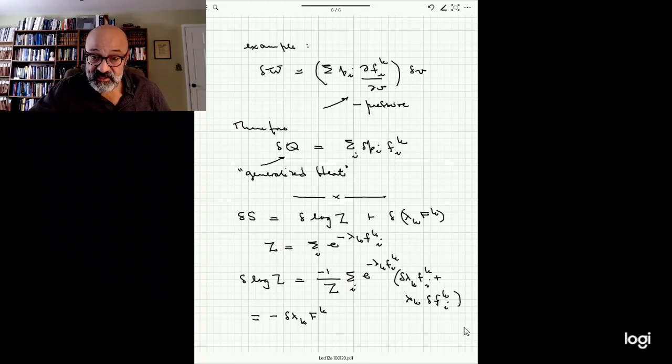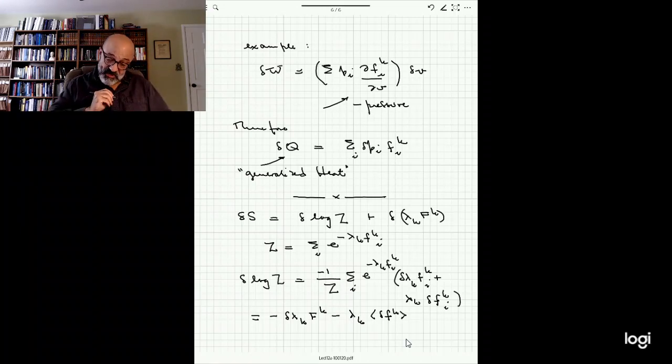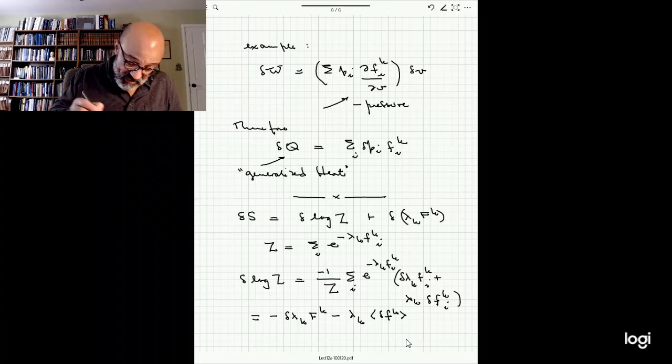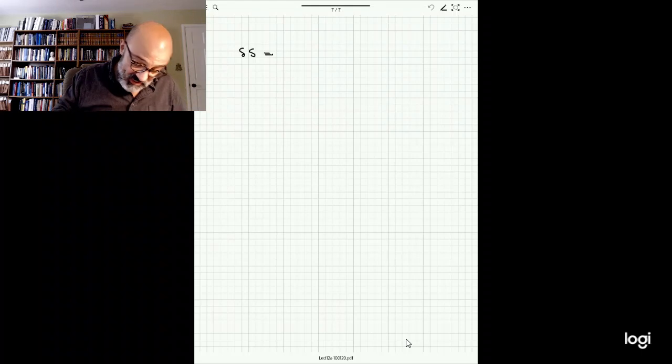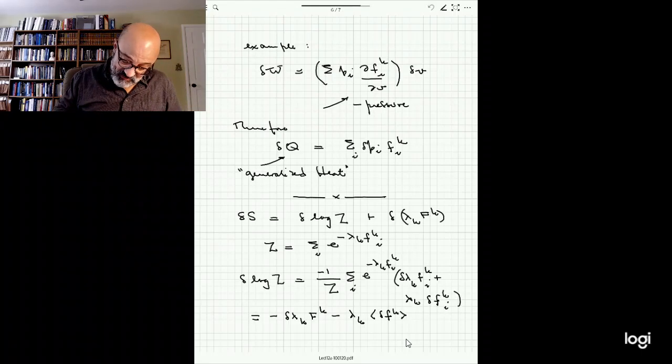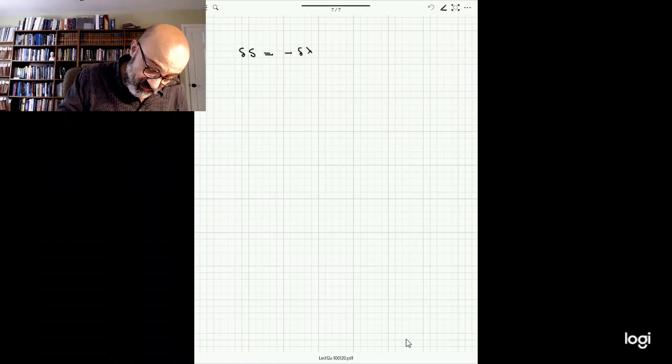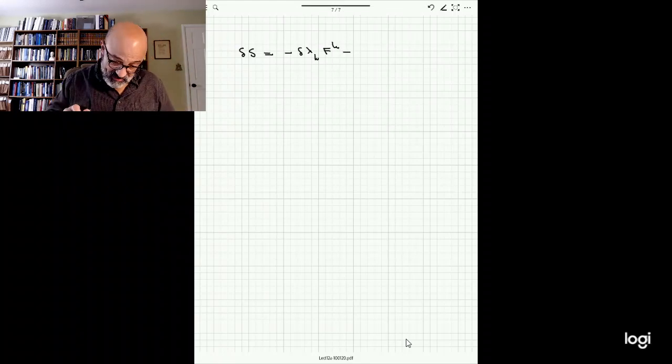And then for the second piece, what we have is the lambda_k's, and we have again the probability multiplied by the delta f's. So we're going to have the expected value of delta f's, and all of this with a minus sign. So I got to fix this with a minus sign. So let me write the S now. The S is going to be minus delta lambda f_k. Minus the other piece there was that.